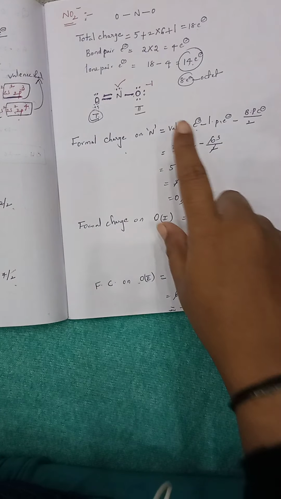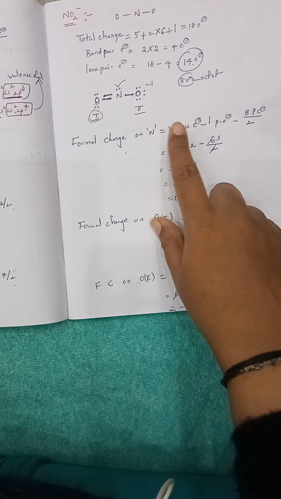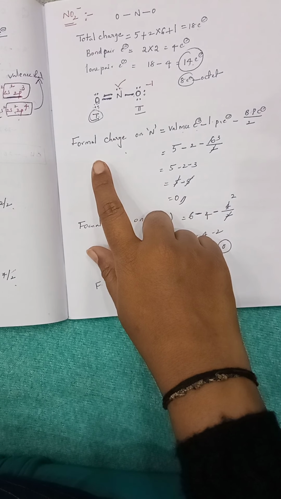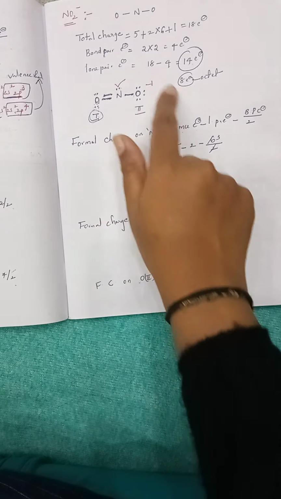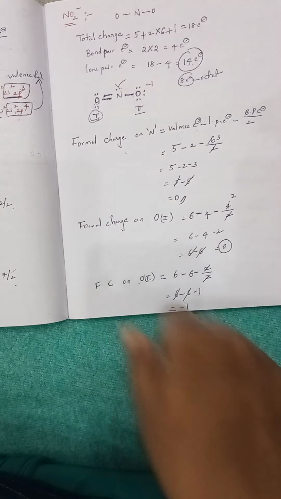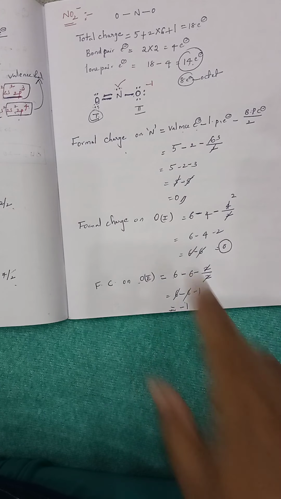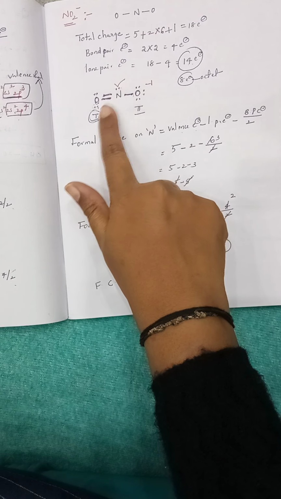So by using this formula we can easily find out. This is the formula to find out formal charge. If you know the Lewis dot structure, by using that we can easily find out the formal charge for any atom present in that ion.